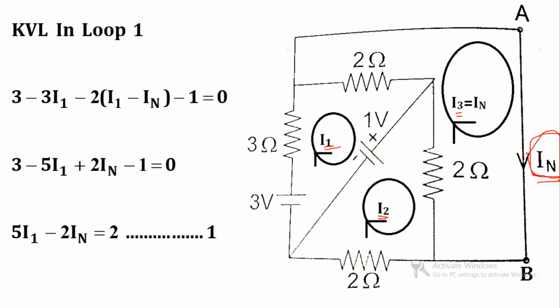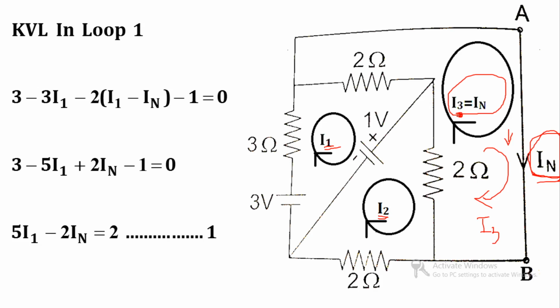Now, my Norton's current flows from this third loop. Clear? This is the third loop, which has a value of I3, and this I3 flows in the downward direction, and this Norton current I am also assuming in the downward direction. So I3, that means loop current 3, is itself my Norton's current. I have to simply apply the Kirchhoff voltage law in all these three loops, and find out I3, which is nothing but my Norton's current.